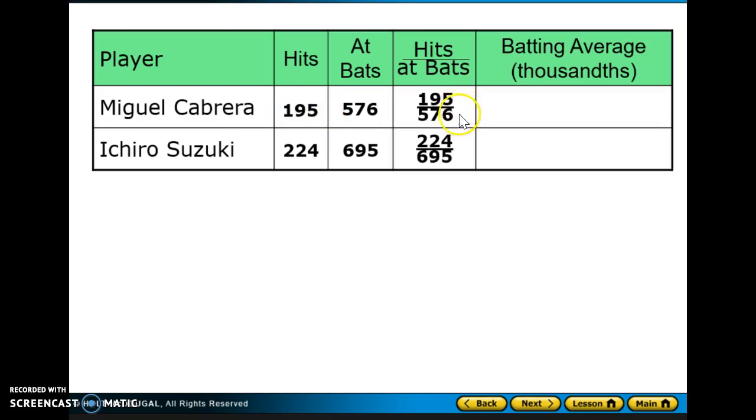I can write it as a fraction, right? Part to whole, the amount he got hits, the total amount. And then I want to figure out the batting average. Here's Ichiro's numbers. 224 over 695. And I want to find out batting average. It's really hard to compare these two fractions because I just can't tell who is getting on more often, who has a better average, who has a better chance of getting on per one at bat.